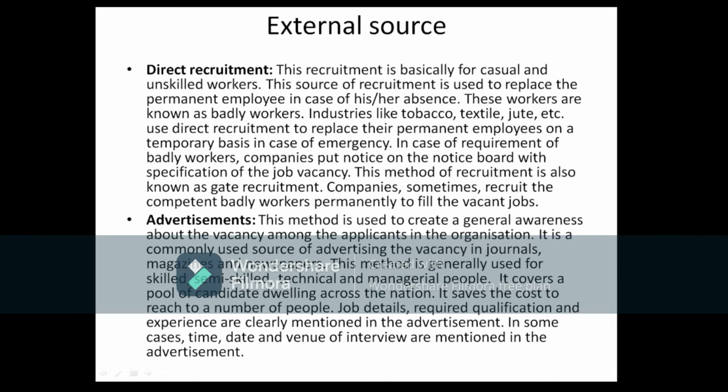Electronic media means radio, television. Print media means newspaper, magazines, journal. The company advertises the vacancy for the people. In the case of advertisement, the company basically advertises the vacancy for skilled, semi-skilled, technical and managerial people. If the company requires people at the lower level, the company advertises the vacancy in the newspaper which approaches the local people, right? Or which approaches the regional people who are living in a state.